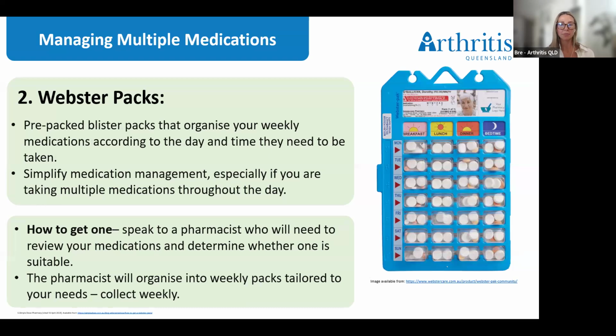So how do you get one? You can have a chat to your pharmacist, who will need to review all your medications and determine whether one is suitable for you. Once they receive all your scripts, they will have a chat with your doctor to obtain a medication profile, which is a summary of all the medications written by your GP. Then the pharmacist will organize your medications into weekly packs tailored to your needs, which you will need to collect weekly.